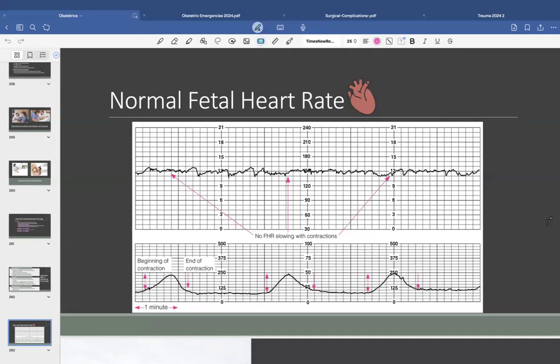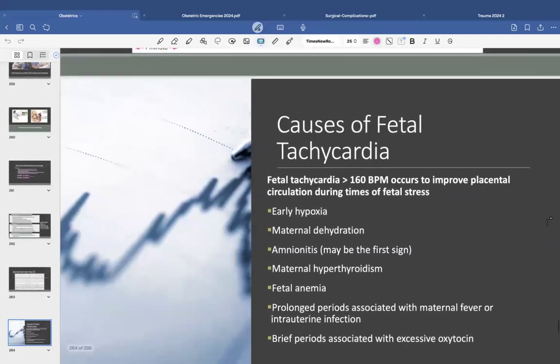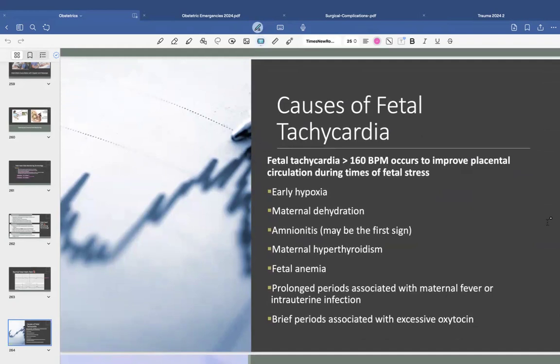We want to establish a baseline. What do we say that fetal tachycardia is? That's greater than what? And bradycardia? 110. So some of the causes of fetal tachycardia would be early hypoxia, maternal dehydration. What did we say? Dehydration is also a big trigger of Braxton Hicks. Braxton Hicks labor. Good.